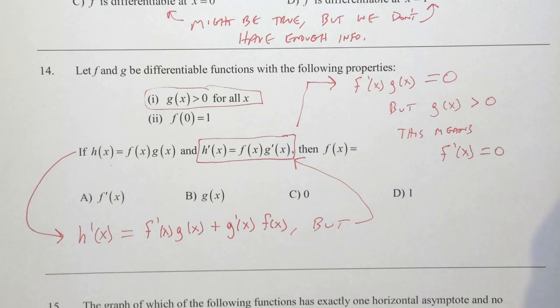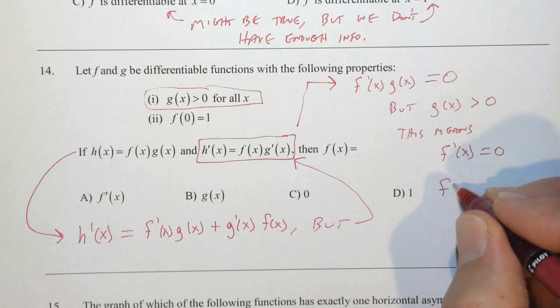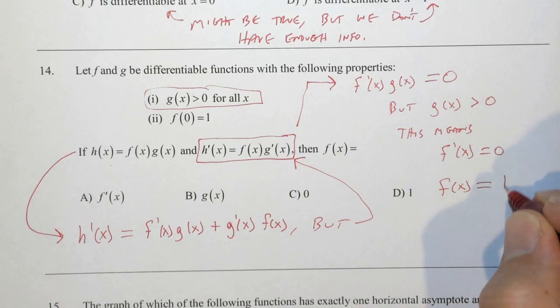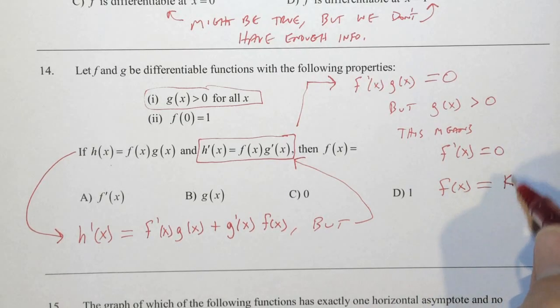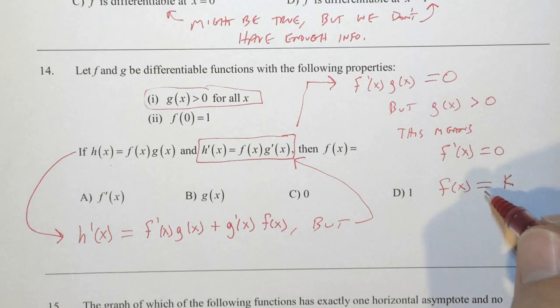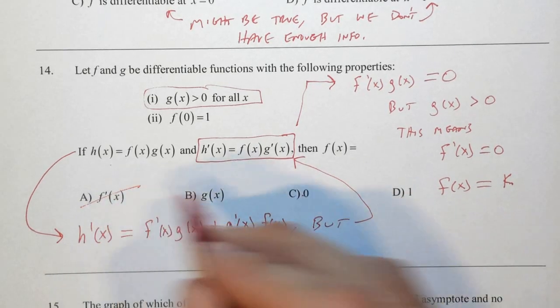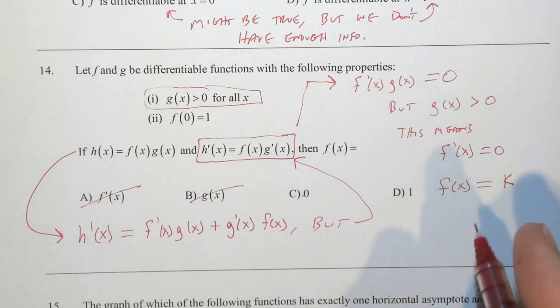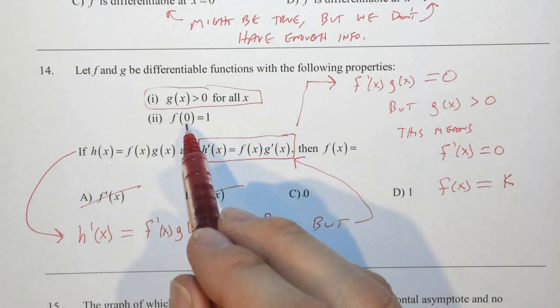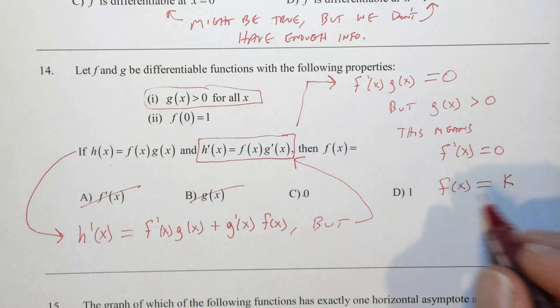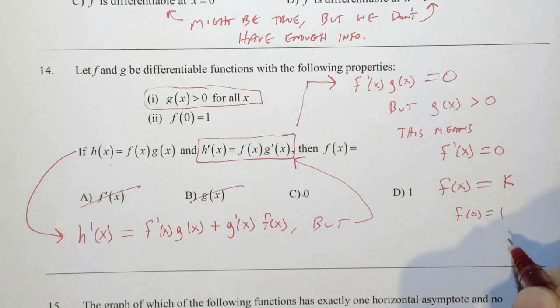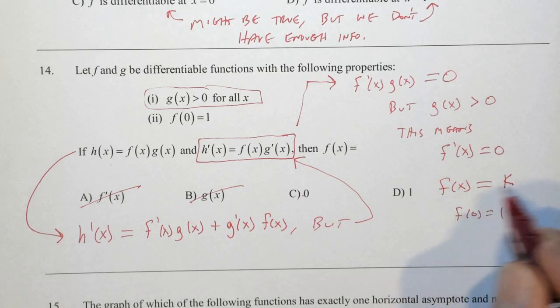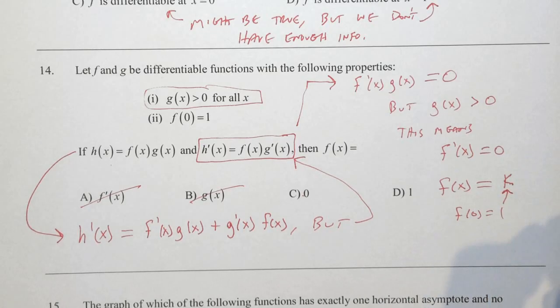Which means that f of x must just be some constant, k, because we know the derivative of a constant is 0. It's got to be equal to a number. Well, which one do we pick? Well, what information haven't we used yet? We haven't used this. All right? F of 0 is equal to 1. F of x is always equal to a number, so we can see the 1 matches with the k. So this k must be 1, and our answer is D.